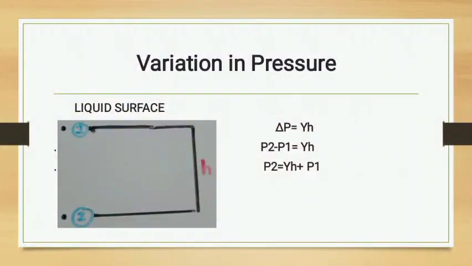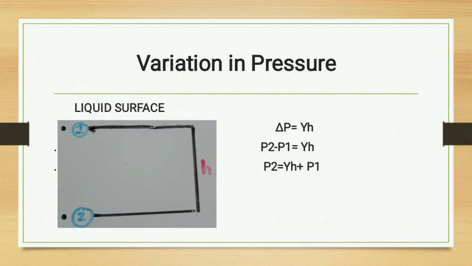So, variations in pressure. We have the liquid surface in this picture. Point 1 has pressure 1 and point 2 has pressure 2, and h is the height. To determine the change in pressure between two points in a fluid, the change in pressure is equal to unit weight times the height, or pressure 2 minus pressure 1 is equal to unit weight times height.